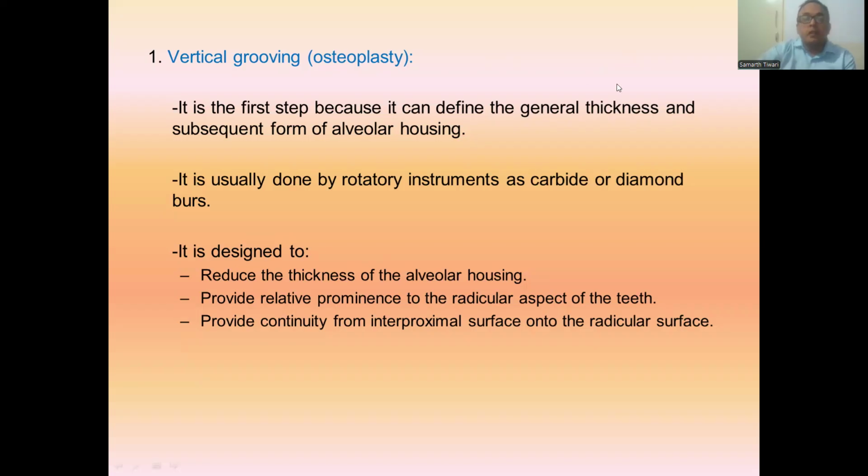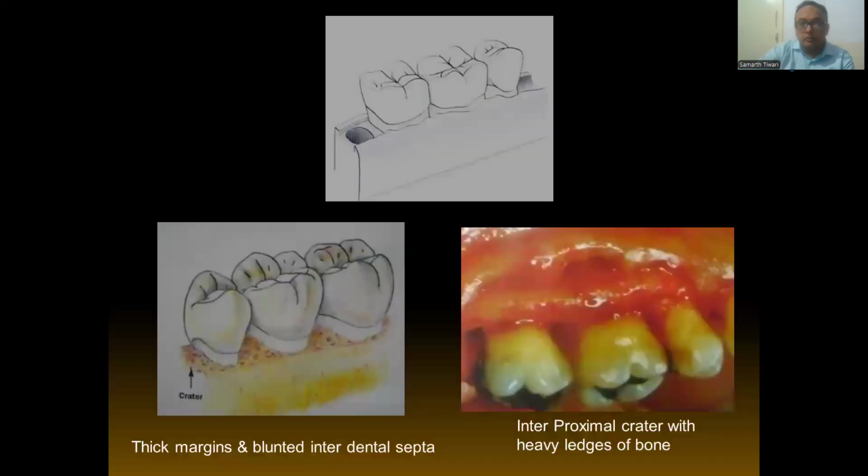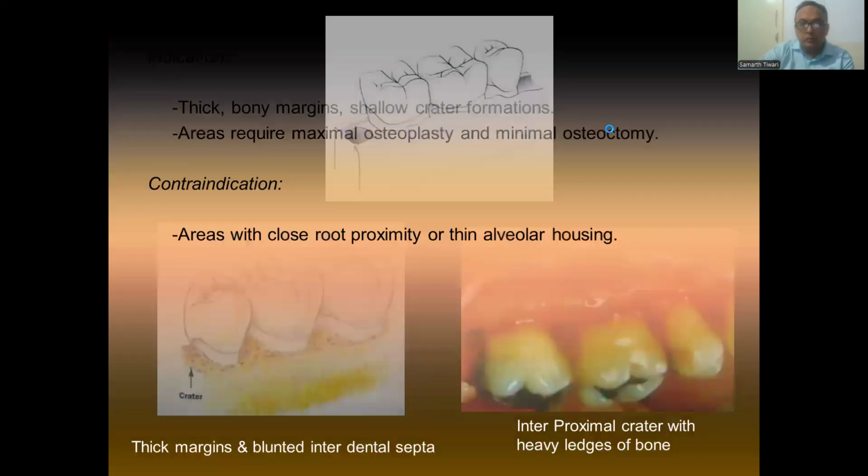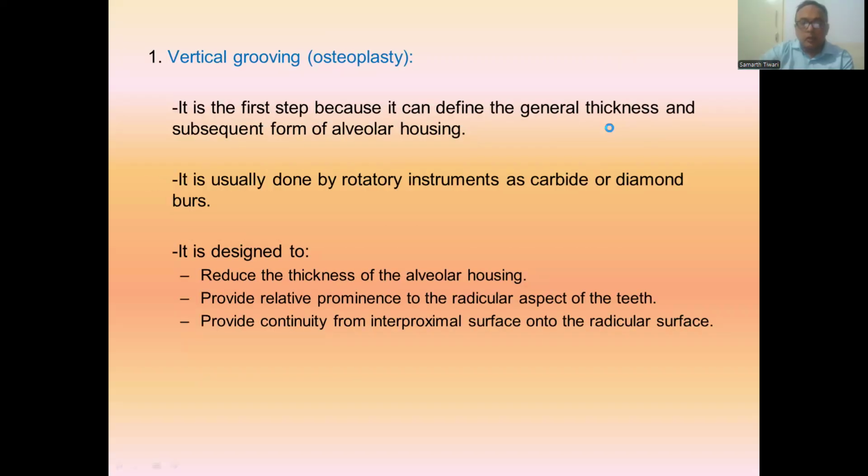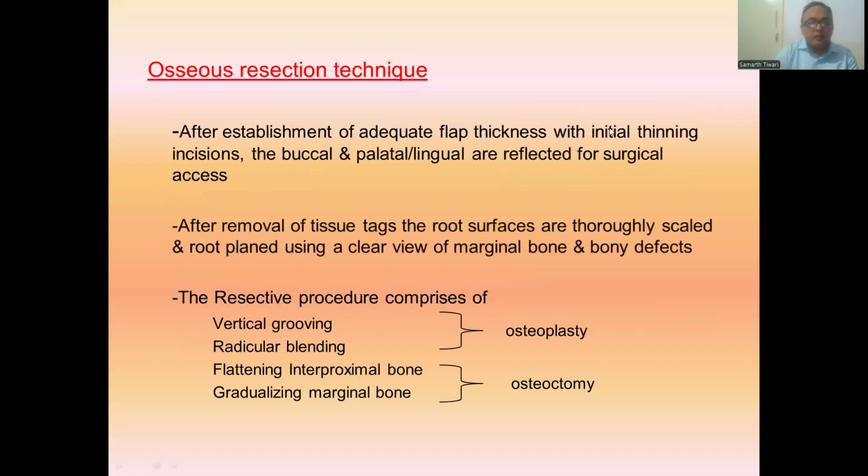Good morning. Today we will be continuing with the second part of the lecture on resective osseous surgery. As I had told you previously, the osseous resection technique comprises 4 steps: vertical grooving and radicular blending, which are osteoplasty procedures, then flattening of interproximal bone and gradualizing marginal bone, which are ostectomy procedures.